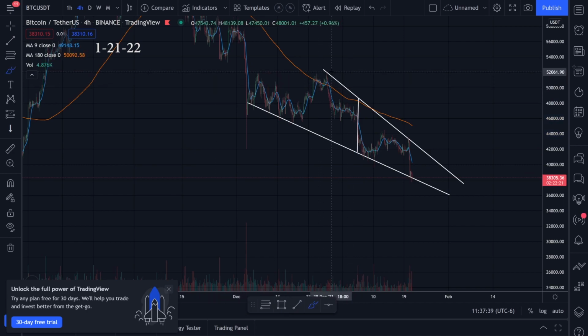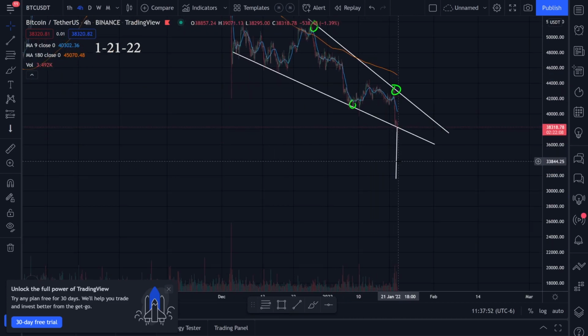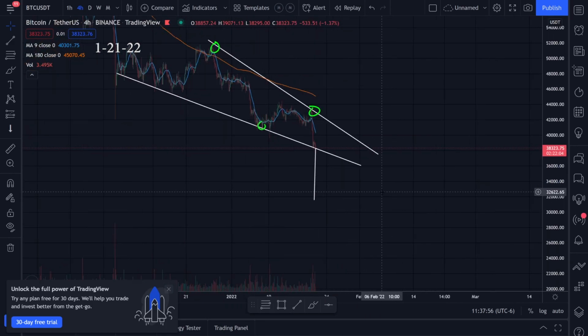We have contact right here, contact right here, and contact right here, kind of get in the middle of it. Maybe even do a little bit more conservative, something like this. And then let's say we break this going to the downside right here. I'd probably be looking at something like this, target of around 31,560 approximately.